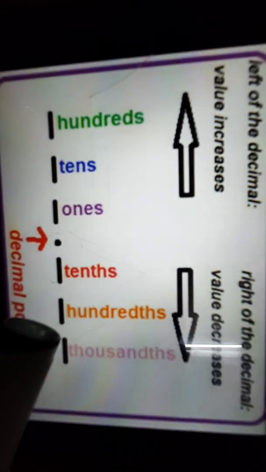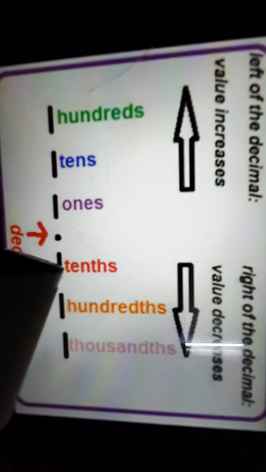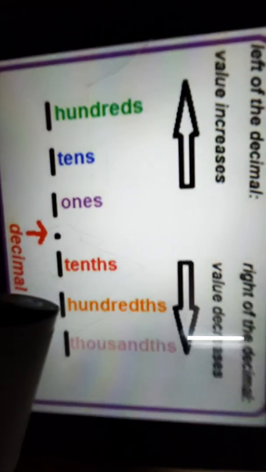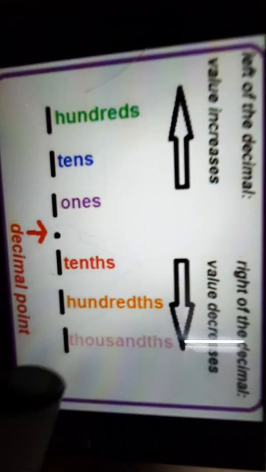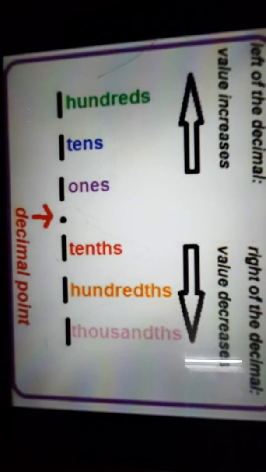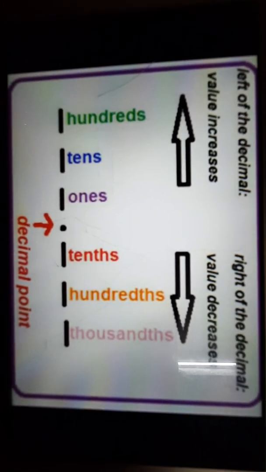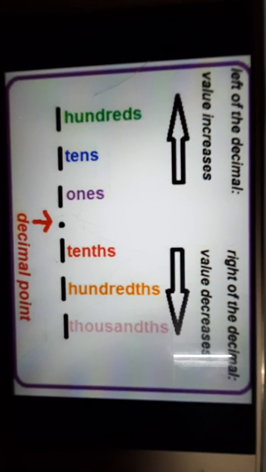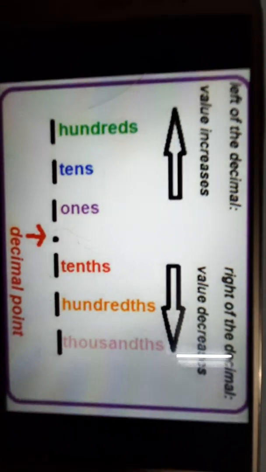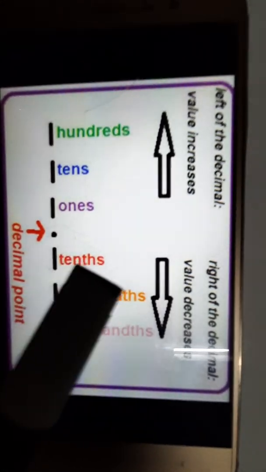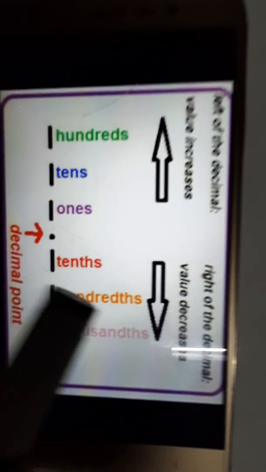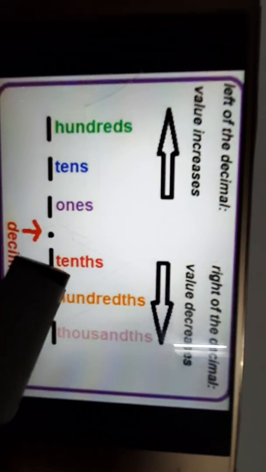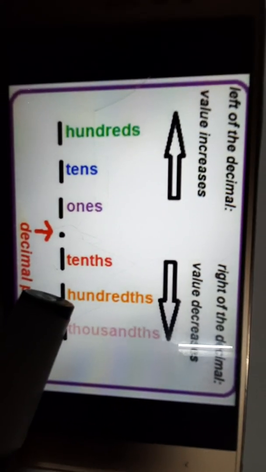And while moving to the right hand side of the decimal, there are no ones. We'll start with tenths, then hundredths, then thousandths, etc. So we have discussed all these place values in our previous videos. In our previous video we moved only up to one place after the decimal, but now in this exercise we'll include two places after the decimal. The first place after the decimal is tenths and next is hundredths.